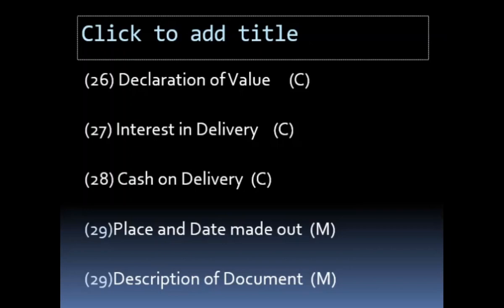If the consignee wants to have the goods delivered, and before they pay, cash on delivery, that is one of the ways of paying for goods in international trade. It's conditional. 29 is place and date that the consignment note is made. That is mandatory. 29 is also mandatory. Then it's about description of documents.